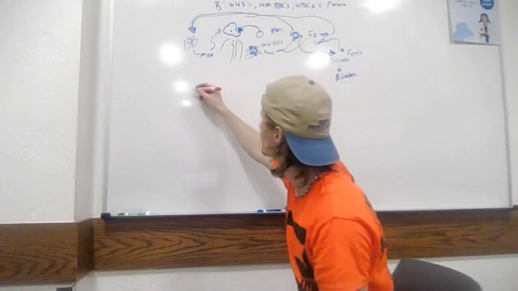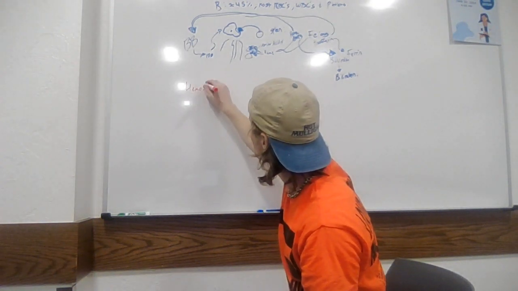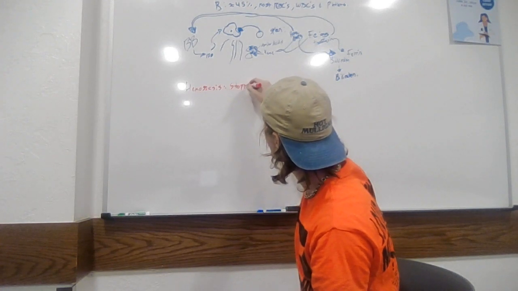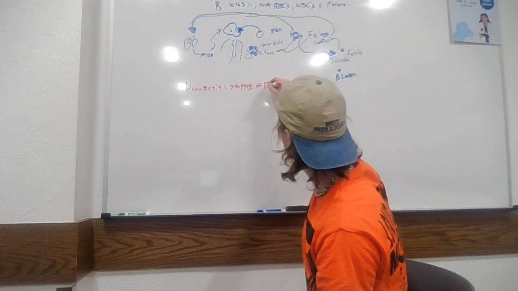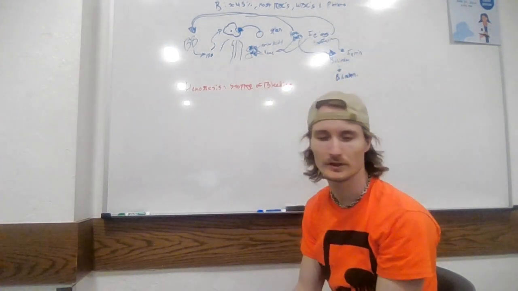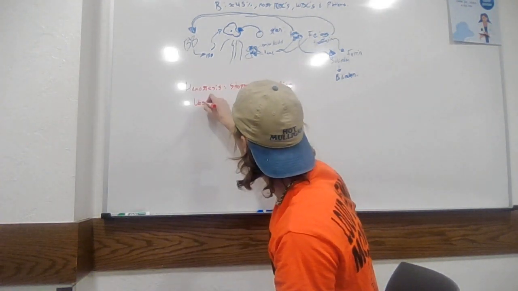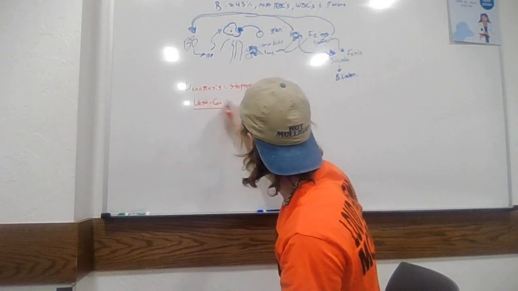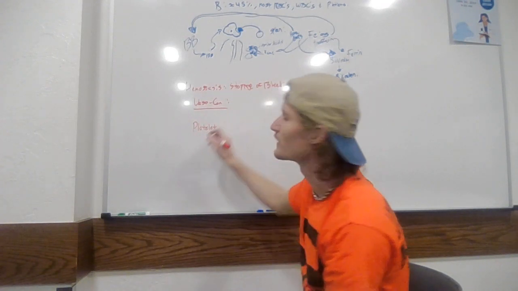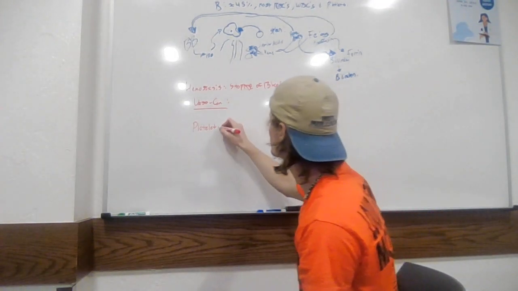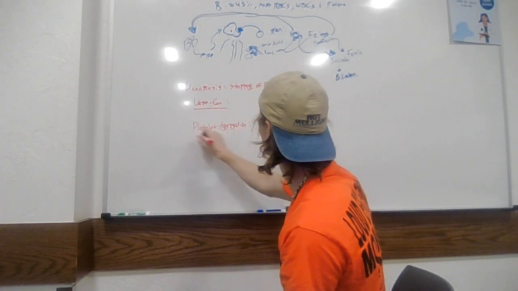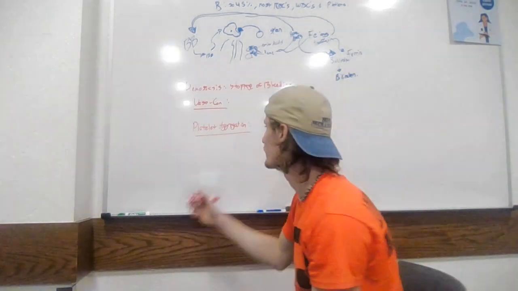So hemostasis, basically what hemostasis is, it's just stoppage of bleeding. Now there's 3 ways to do it. There's vasoconstriction. There's going to be platelet plugging or aggregation. I don't know if I'll have enough room here. And then there's going to be just coagulation.